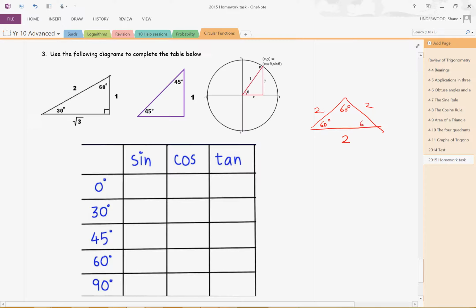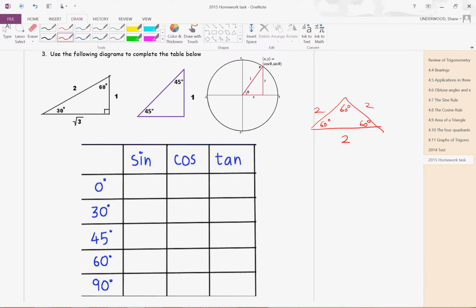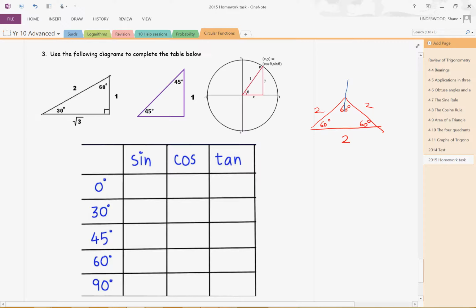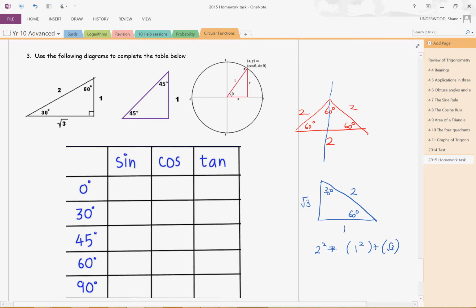And what did we do, Sophie? We cut it in half. Good. And then that half becomes, we now have this triangle here. 2 becomes 1. This side is not changed. This angle is not changed. 60 degrees is now 30 degrees. And we had to work out that this length was root 3 from Pythag, because 2 squared is equal to 1 squared plus the square root 3 squared. So that's where we got the square root of 3.